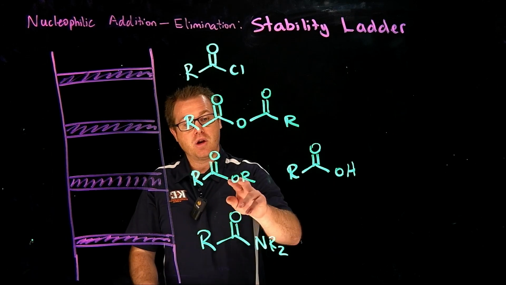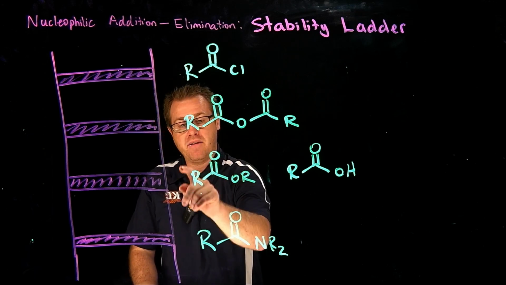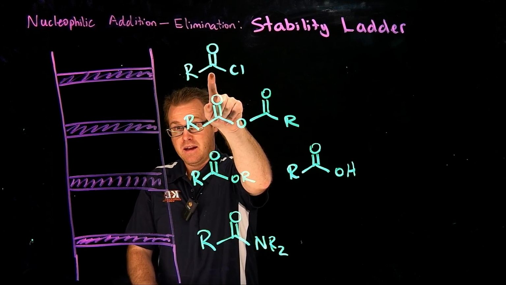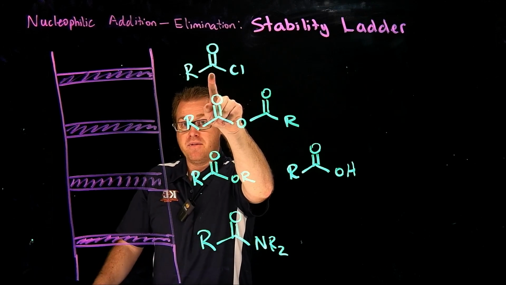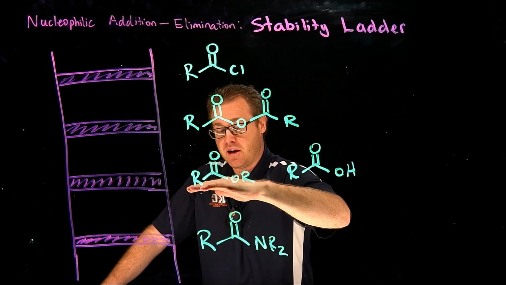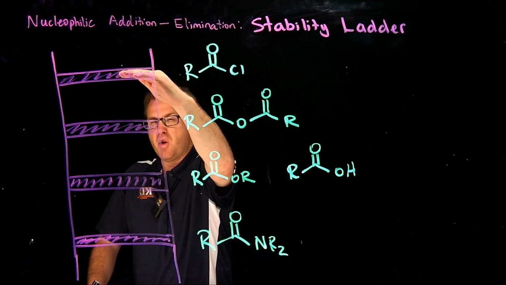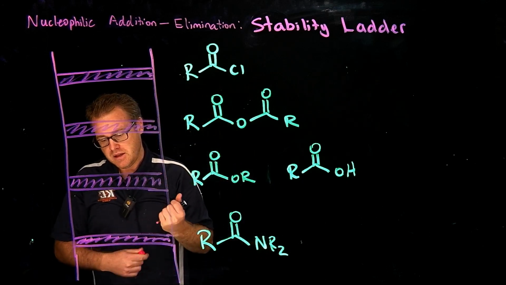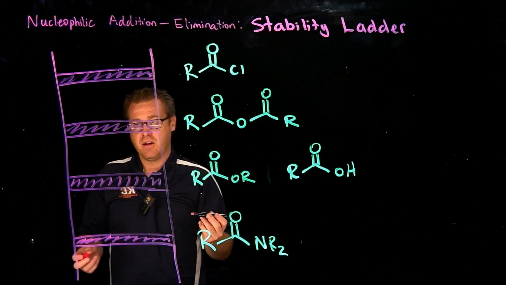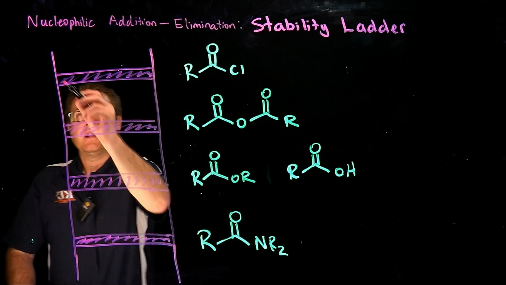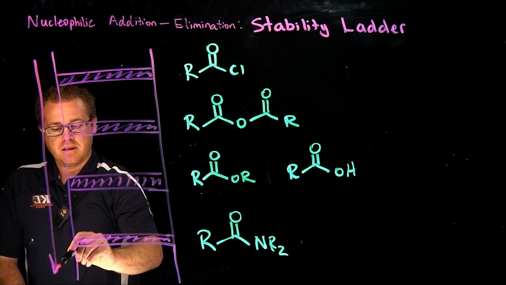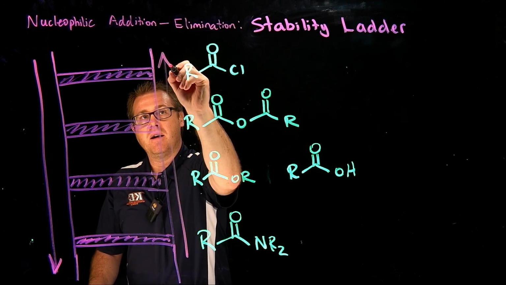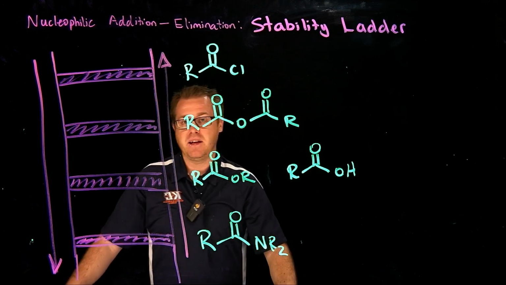But going up, if we have an ester and we want to convert that ester to an acid chloride, that is energetically not favorable because we're starting at a lower rung and then we want to go up. So as we go down the rungs, that's energetically favorable. And if we go up the rungs, that's energetically not favorable.